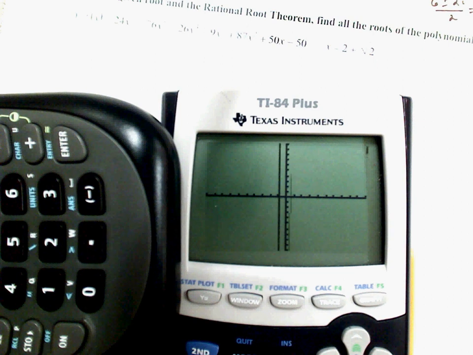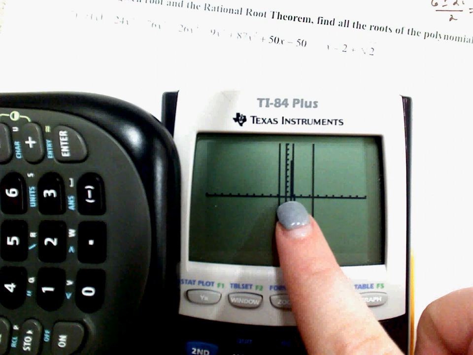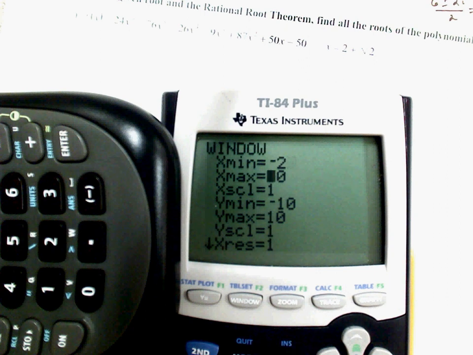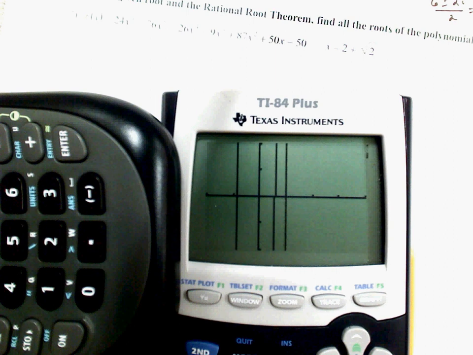Alrighty then. I'm going to zoom in from -2 to 4. -2 to 4. And I'm going to go -2 to 2. See what happens. Yes, okay. Alright, alright. Okay. So, I don't know about you, but looking at that one.